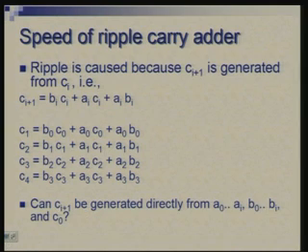But can we write C4 directly in terms of A0, A1, A2, A3 as well as B0, B1, B2, B3 and C0? So, we can think of C4 as a function of these 8 inputs, 4 bits of A, 4 bits of B and 1 carry. So, in principle it is possible, and let us see how we do it.